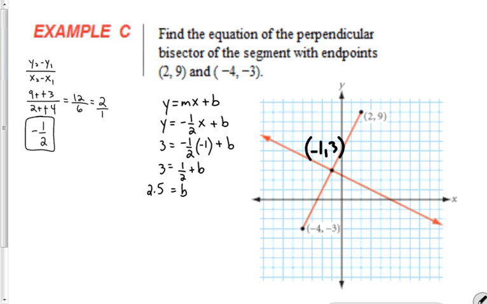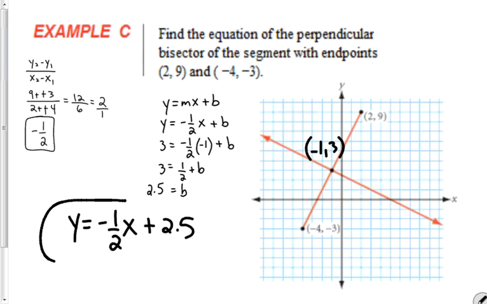So I set that aside, and now I have my two pieces of information to write the equation: y equals negative 1/2 x plus 2.5. And that's the equation of the perpendicular bisector of the given segment.